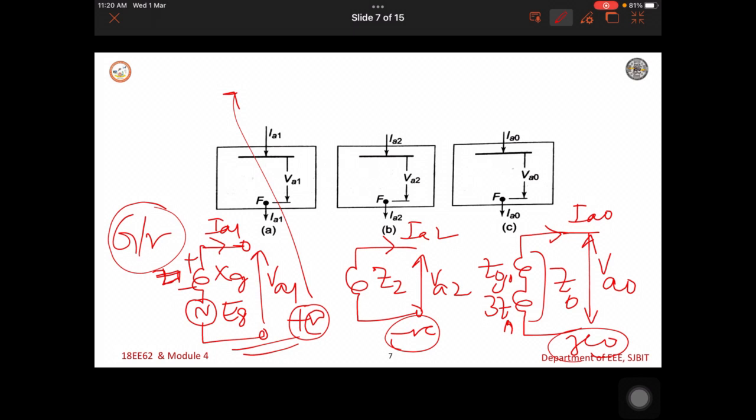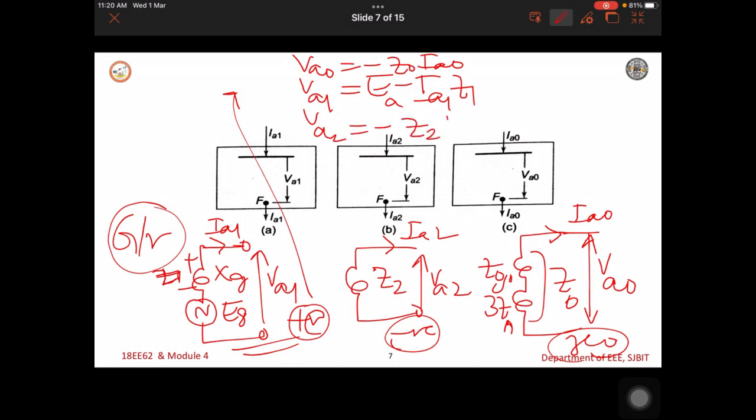Here VA1 is EA minus IA1 into Z1. Similarly, VA0 is minus Z0 into IA0, VA2 is minus Z2 into IA2. So, these three equations we can write in matrix form in the next slide.